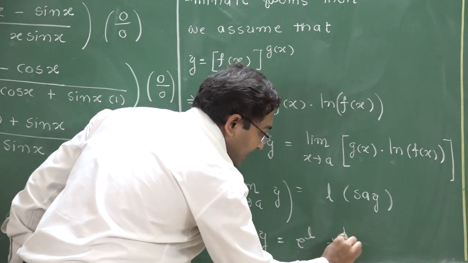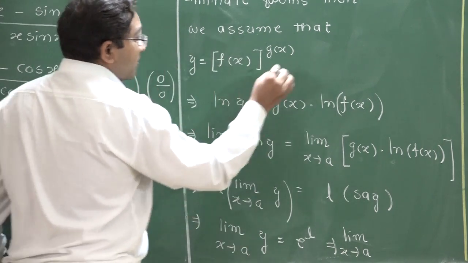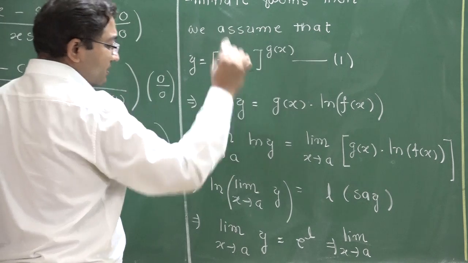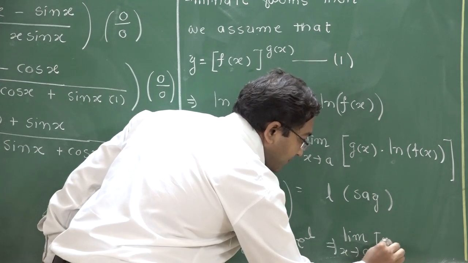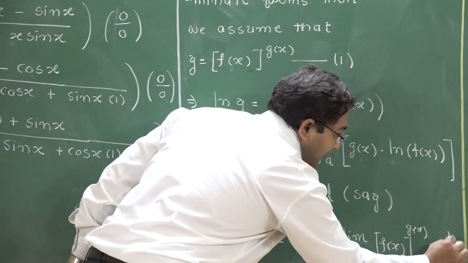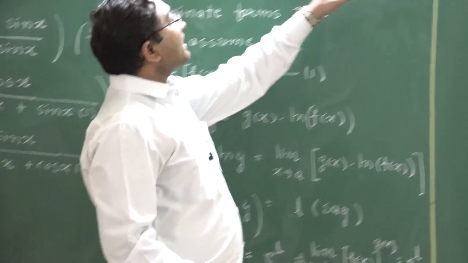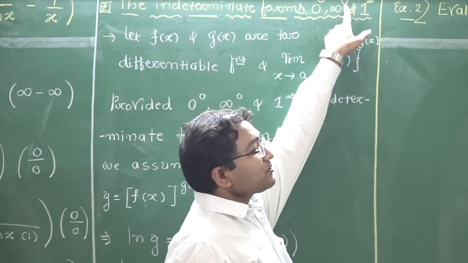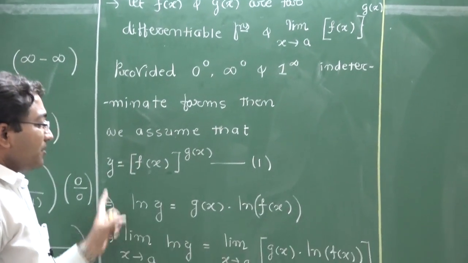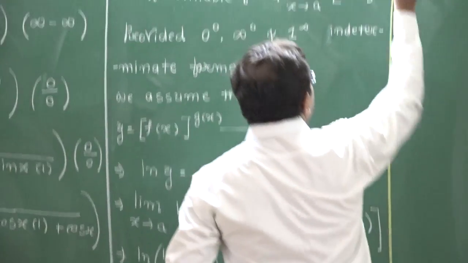So that follows, say equation 1 or result 1: what is y? y is f of x power g of x. So the limit of f of x power g of x is nothing but e power L. That is the evaluation method for indeterminate forms like 0 raised to 0, infinite raised to 0 and 1 raised to infinite. In this way we can evaluate indeterminate forms like these.